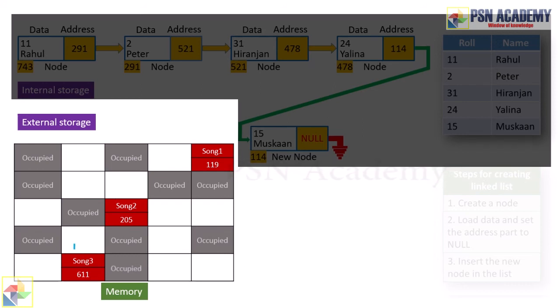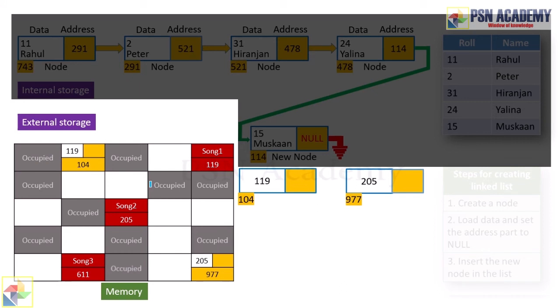Actually, it creates a linked list with the starting addresses of these songs like this. See, the first node is at 104, the second node is at 977, and the third node is at 582. Now you see that in the first node, it has stored the starting address of song 1. Similarly, in the second node, it has stored the starting address of song 2. And in the third node, it has stored the starting address of song 3.